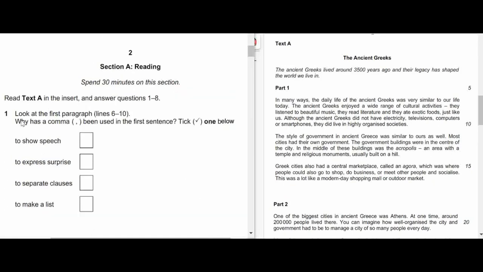Question 1. Look at the first paragraph, lines 6 till 10. Why has a comma been used in the first sentence? Tick one below. Is it to show speech, to express surprise, to separate clauses, or to make a list? We are going to have 10 seconds from now. Lines 6 till 10 are circled in yellow. Read and find the answer in 10 seconds.